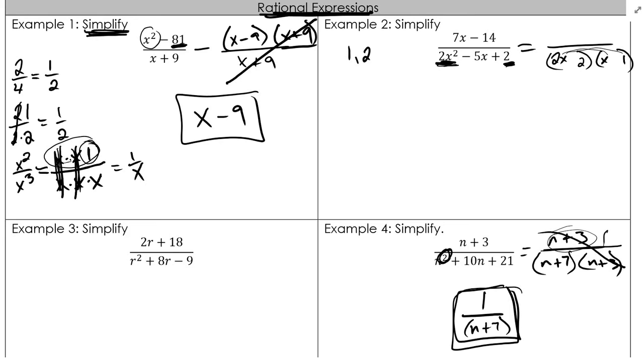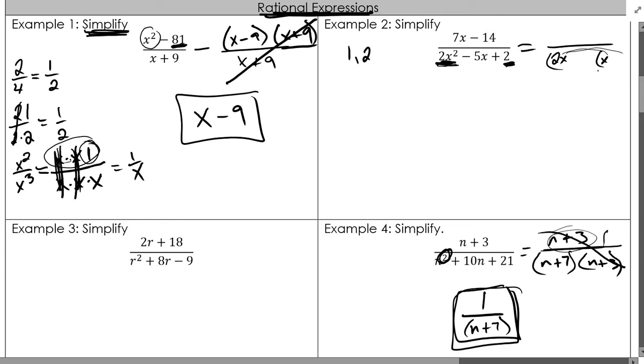So we guessed wrong. So I'm going to just erase that 2, erase that 1, and then I try it the other way. Let's make this a 2 and that a 1. 2 times 2 is 4. 1 times x is 1. What's 4 plus 1? 5.